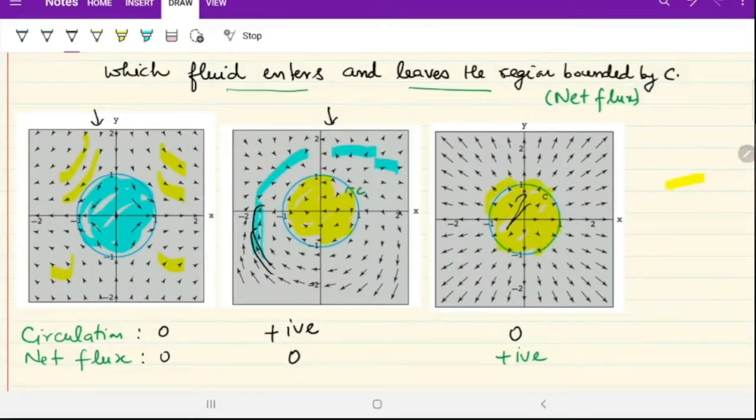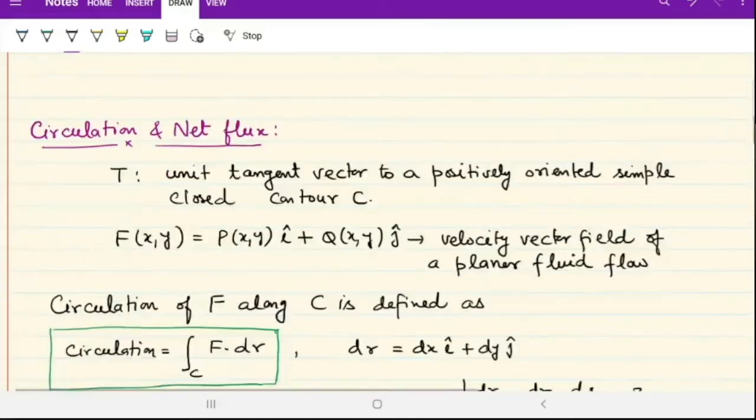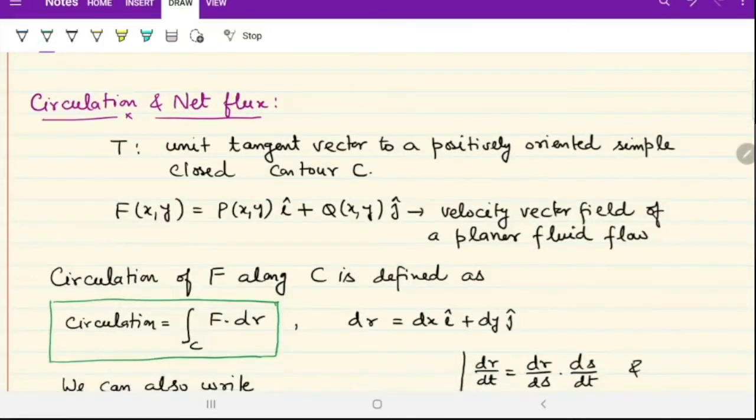Now we are going to recall the formulas for computing circulations and net flux that you did in your calculus courses. So if capital T is the tangent vector to a positively oriented simple closed contour C, so we have a simple closed contour C, capital T will be denoting the unit tangent vector. And let us say this is the velocity field of the fluid that is moving in and out of our region bounded by the contour.